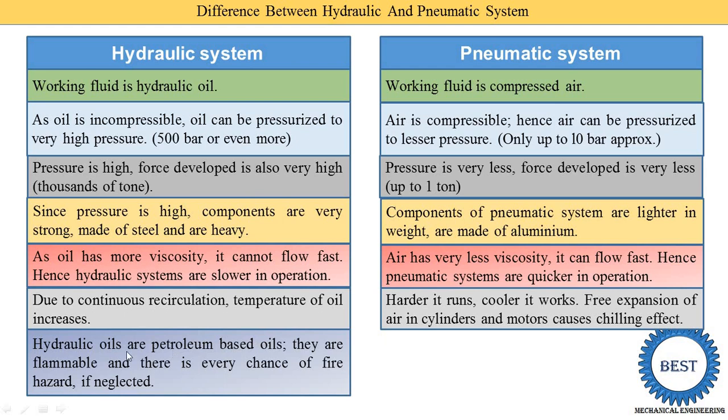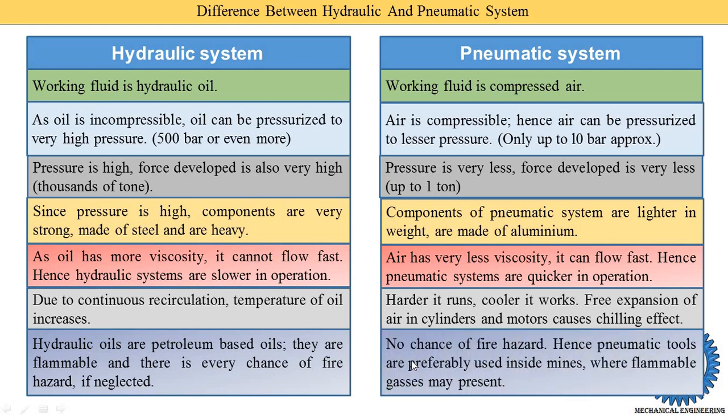Hydraulic oils are petroleum-based oils and they are flammable. So we know that the oil has a certain flammability and can catch fire easily. So there is a high chance of fire hazard. In a pneumatic system there is no chance of fire hazard because air is non-flammable. Hence pneumatic tools are preferably used inside mines where flammable gases may be present. Mines generally means coal mines and different oil mines, because pneumatic systems are not able to catch fire.